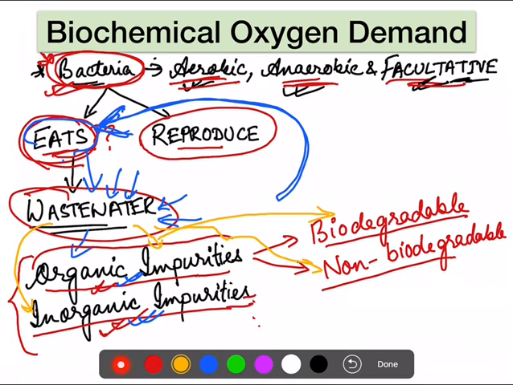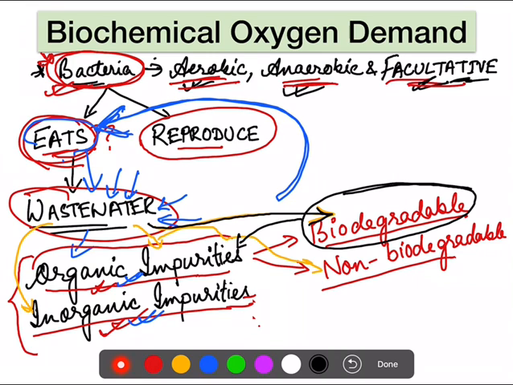So bacteria can only eat and oxidize the biodegradable part of organic waste or organic impurities. This is the most important point. The bacteria present in the wastewater can only eat and oxidize the biodegradable part of the organic impurity. I'll write it on a different page. Obviously you can pause the video and write it down.